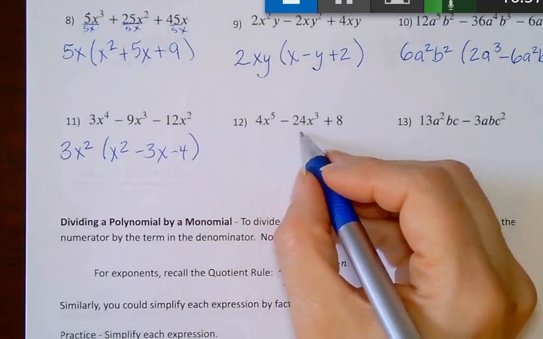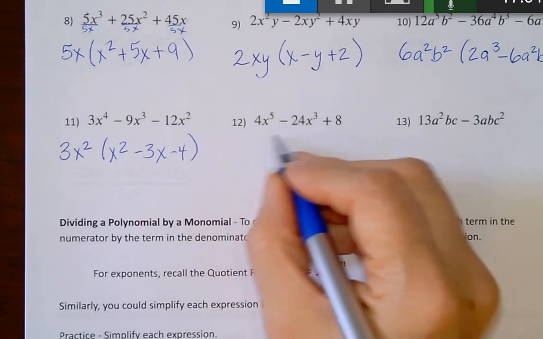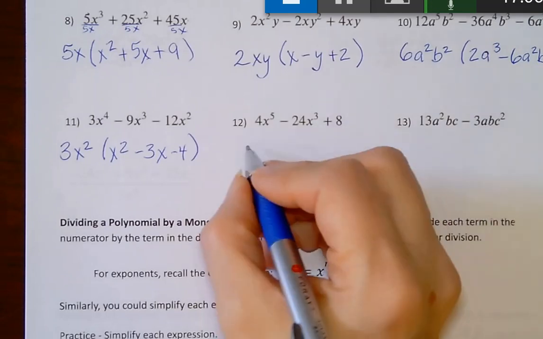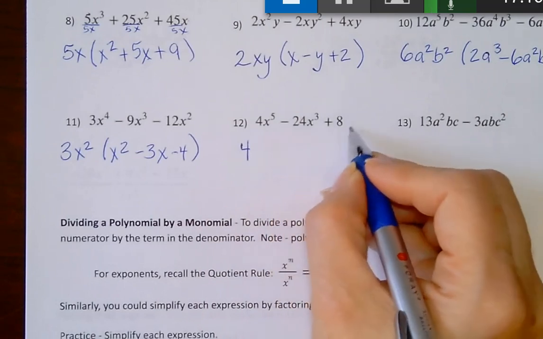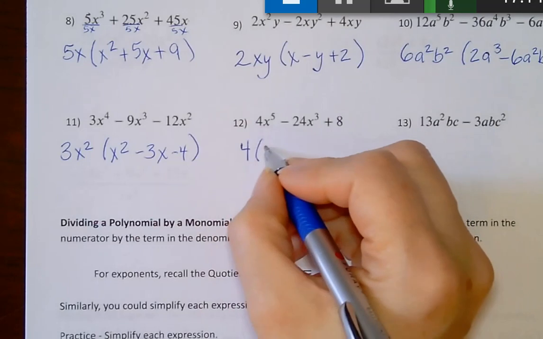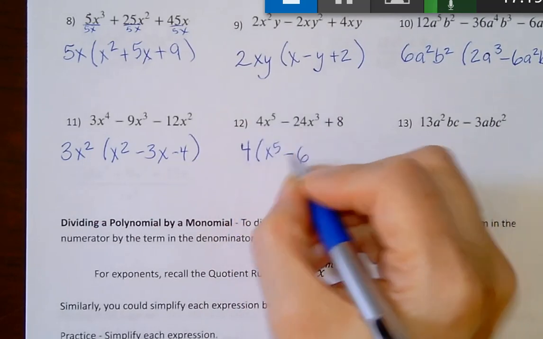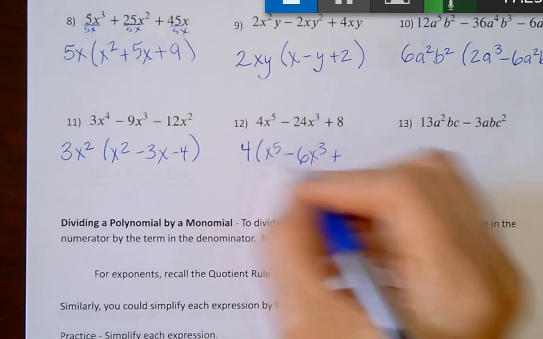4x to the 5th minus 24x cubed plus 8. When I look at my numbers, 4 goes into each one of those numbers, the coefficient or the constant. So I'm going to pull a 4, and then I have x to the 5th, x to the 3rd, and no x's, so I'm not taking any x's out. That leaves me with x to the 5th minus, let's see, 4 goes into 24 6 times, so minus 6x cubed plus 8 divided by 4 is 2.